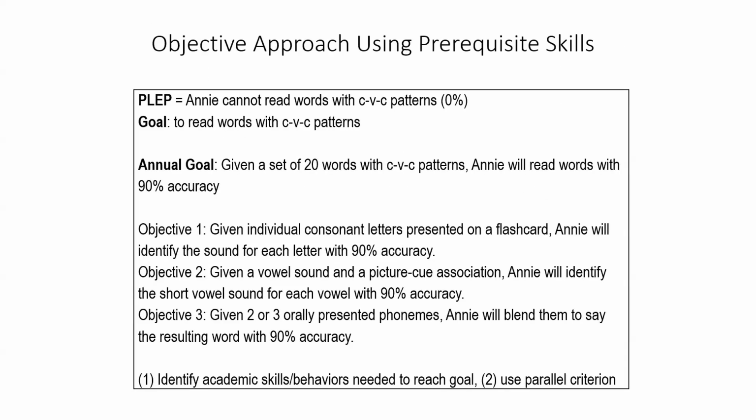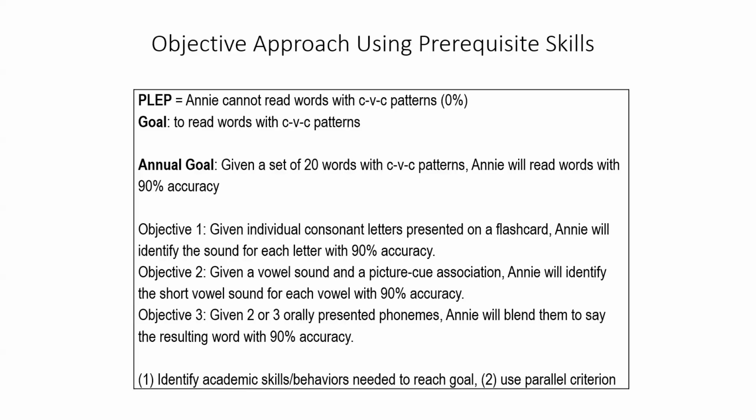All right, let's do the same thing using the short-term objective or prerequisite skill approach. All right, so her PLEP is that Annie cannot read words with CVC patterns. She's at 0%. The goal is that we're trying to identify the behavior that we want is for her to read words with CVC patterns. So the annual goal is that given a set of 20 words with CVC patterns, Annie will read words with 90% accuracy. So let's think about that.